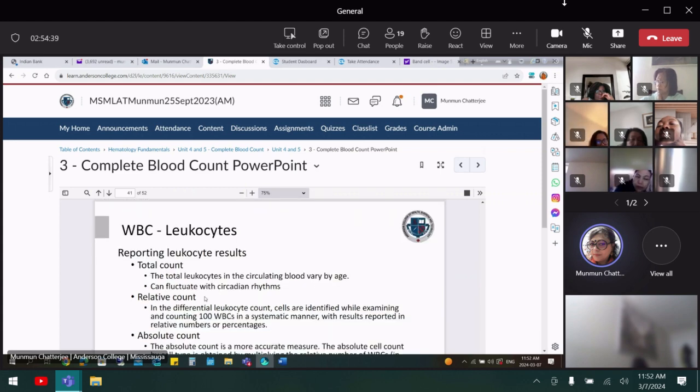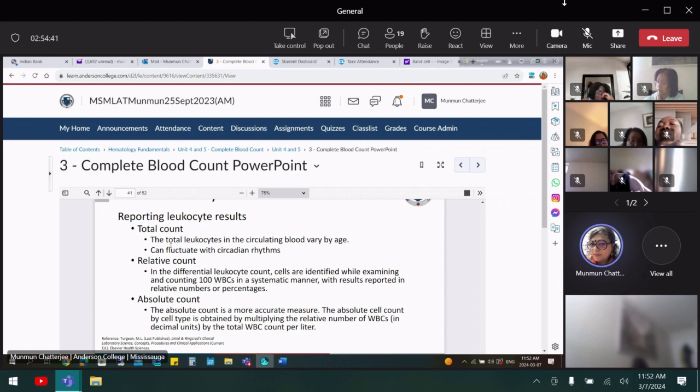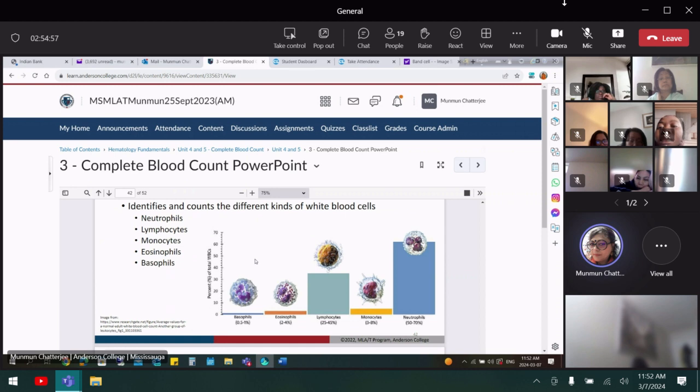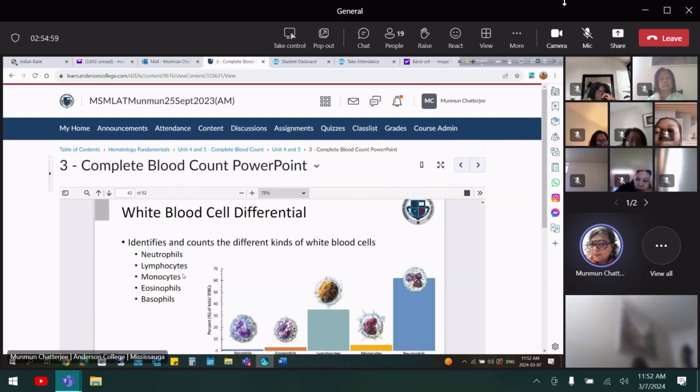WBC. They need the total count, relative count, absolute count. Okay, so absolute count is in decimal per unit. Relative count is in percentage, what I showed you, and total count is the total number of WBC that we have shown before. Okay, so neutrophils, lymphocytes, monocytes, eosinophils, basophils. Never let monkey see banana.